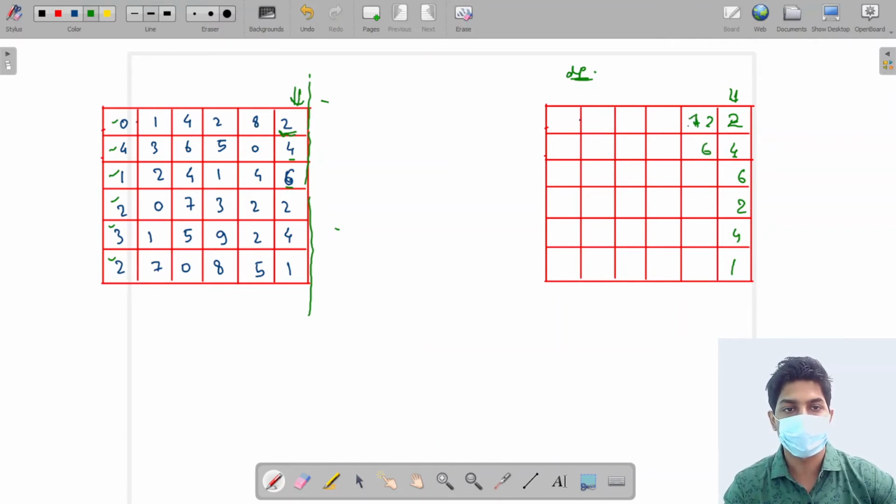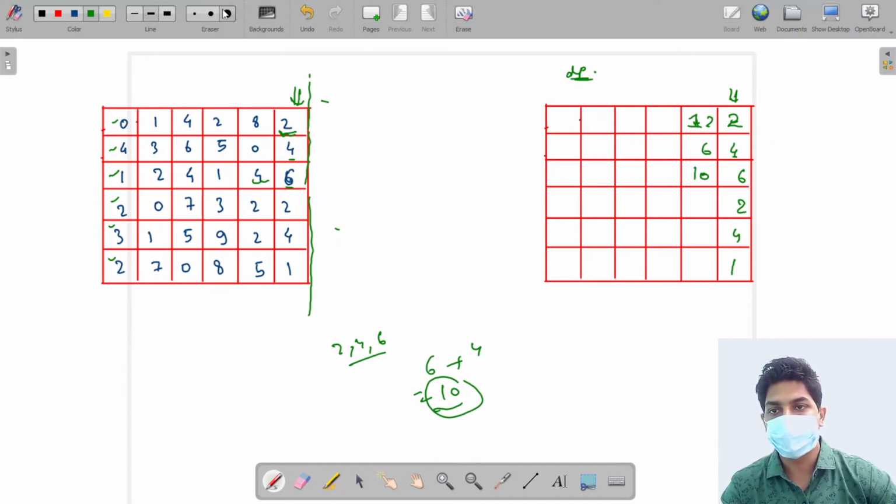If I think of this cell, the maximum of 4, 6 and 2 is what? 6, plus the gold in my cell, that is 4. So here the answer will be the maximum of 2, 4 and 6, that is 6, plus the gold in my cell, that is 6 plus 4 equals 10. So 10 will be the answer.